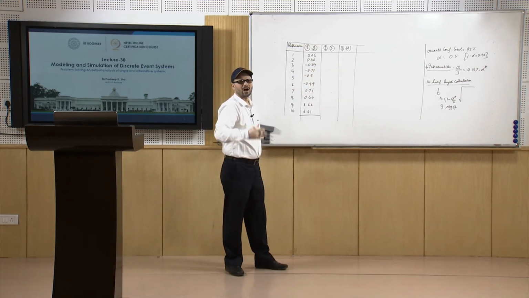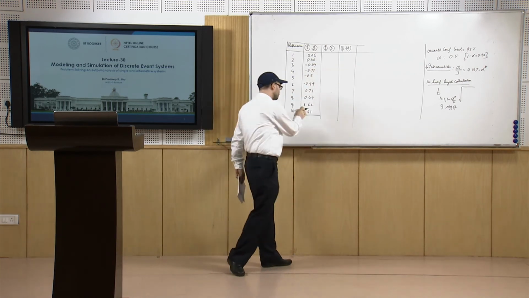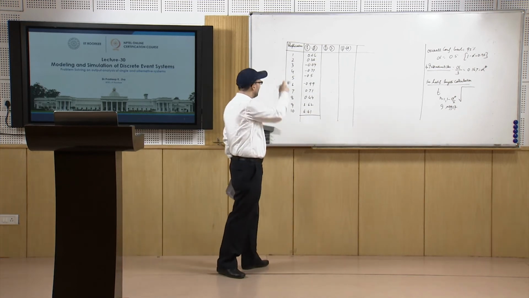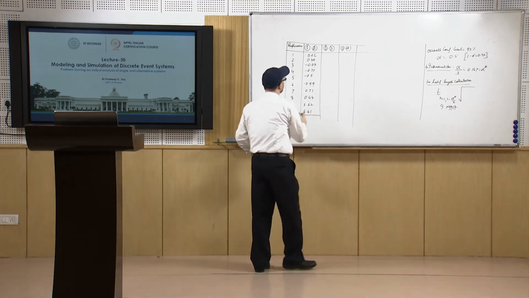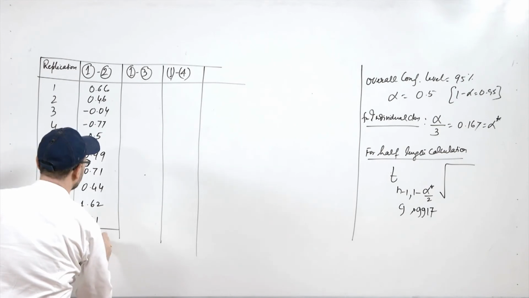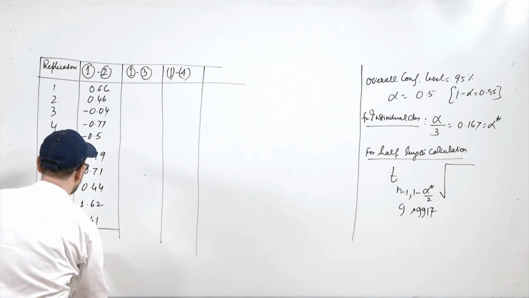But let us see how to find the interval for this. So, we will have the average of that, and the average is coming out to be 0.8. This is the sample average, the sample mean.